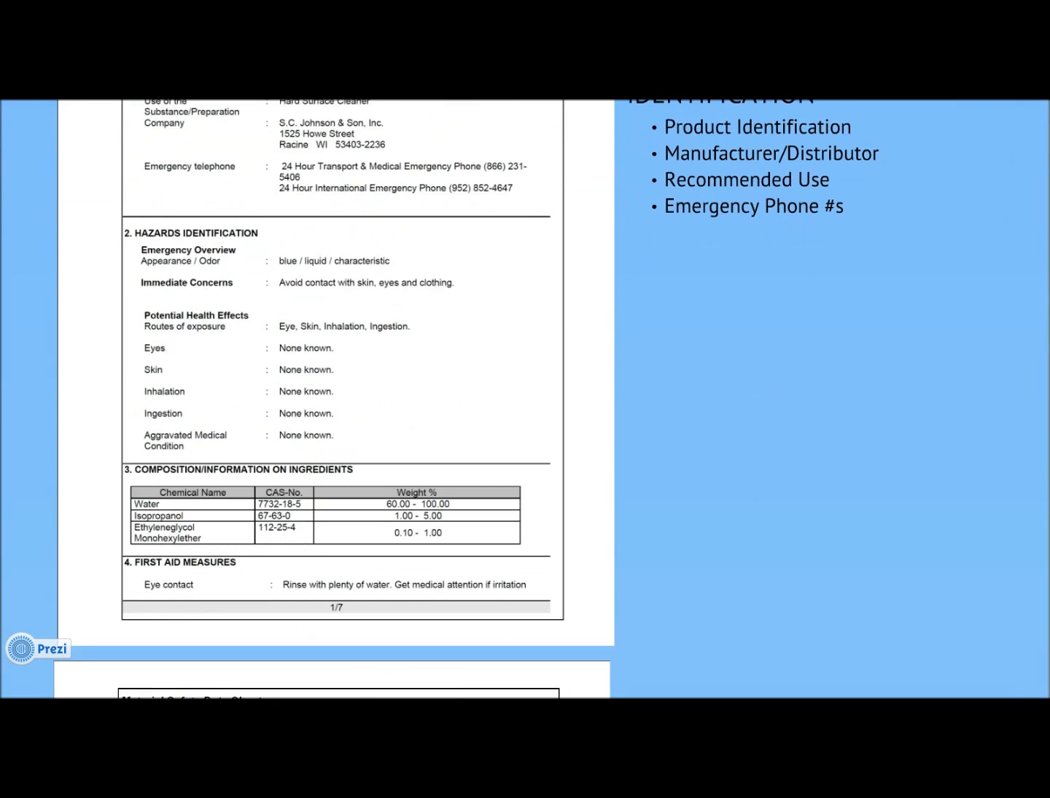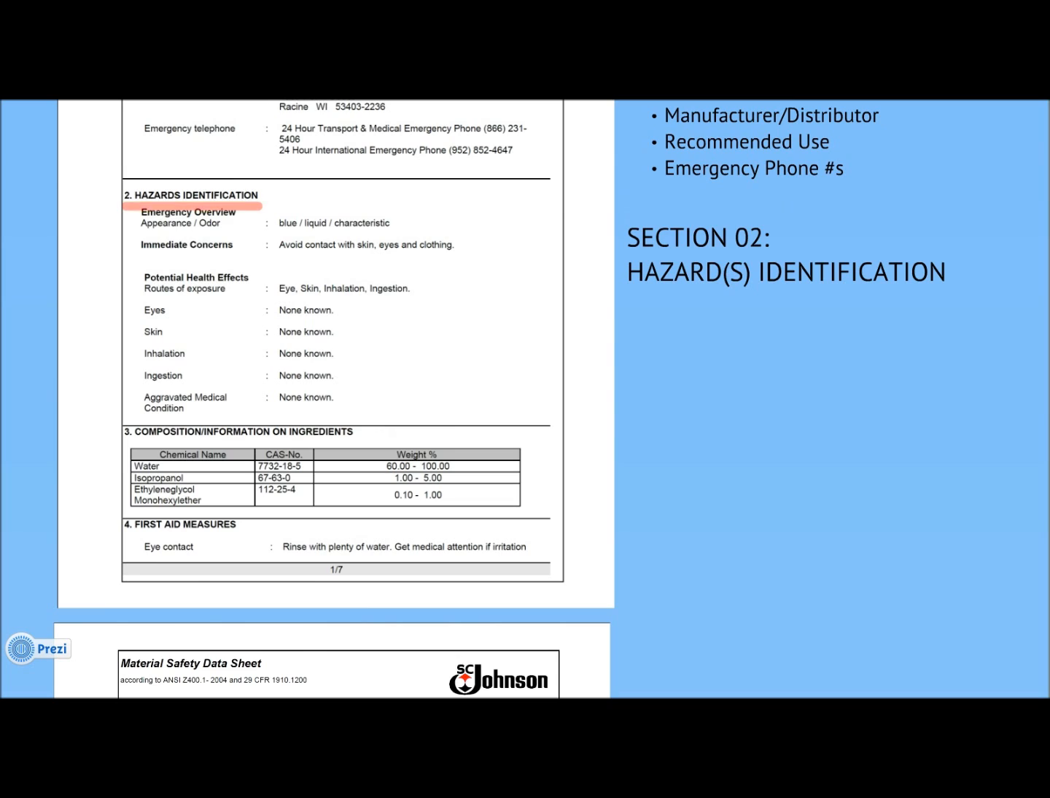Section 2, Hazards Identification. This section will include all hazards regarding the chemical and the required label elements. Here you may see the signal words, the hazard statements, the pictograms, the precautionary statements, and a description of any hazards not otherwise classified.